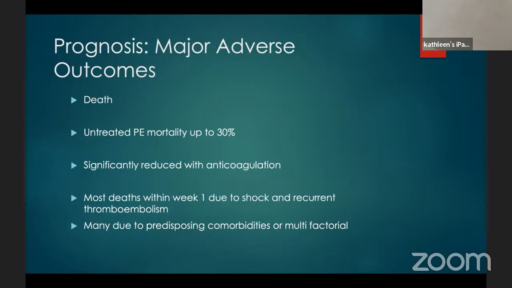Major adverse outcomes obviously include death. The untreated PE mortality is up to 30%. Mortality is significantly reduced with anticoagulation. Most deaths occur within 1 week due to shock and recurrent thromboembolism. Many of these deaths are due to predisposing comorbidities or are multifactorial.